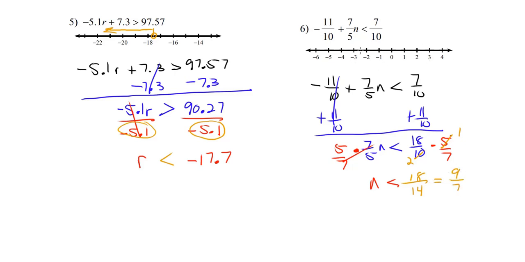And for the sake of graphing here, you definitely want to take this and convert it to a mixed number. So 9 over 7 is going to be 1 and 2/7. So our solution is n is less than 1 and 2/7. So again, it's going to be a hollow circle because it's not or equal to. 1 and 2/7 is just going to be a little bit past 1. And less than, our arrow points to the left.